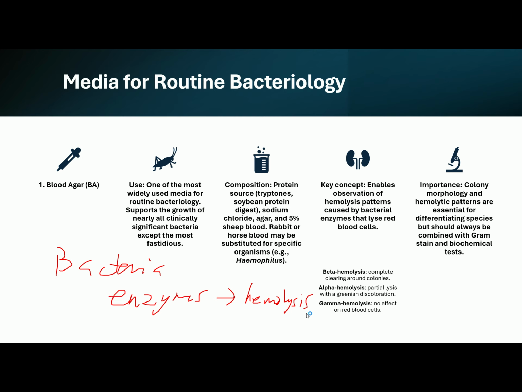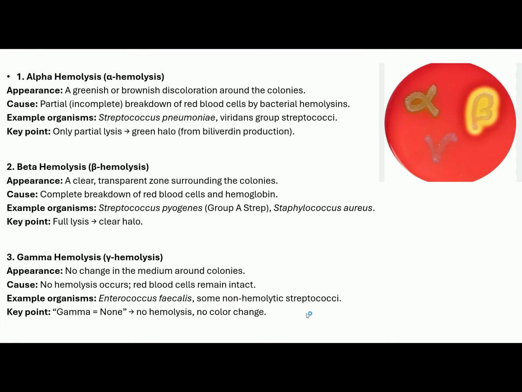Now, your blood agar is important for colony morphology and hemolytic pattern, which is essential for differentiating species but should always be combined with gram stain and biochemical tests. Now, for you to better understand yung tatlong hemolysis pattern, ipapakita ko siya sa inyo.